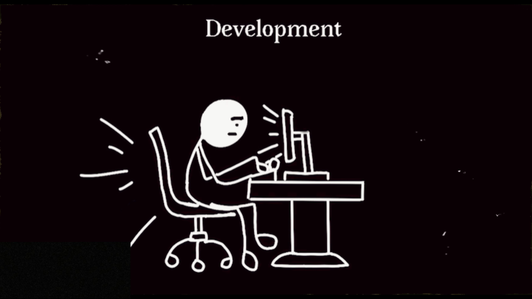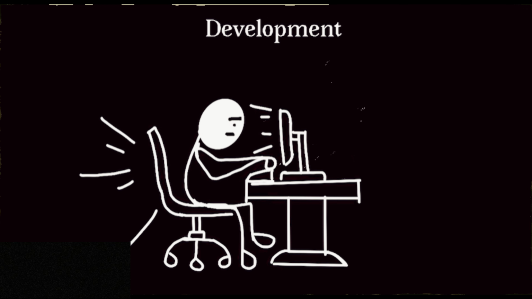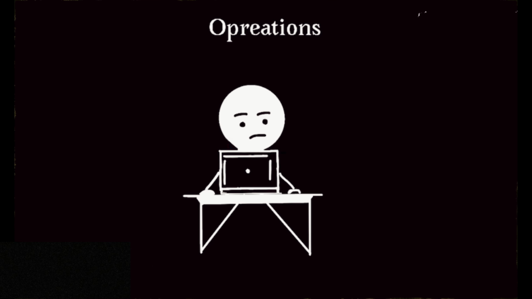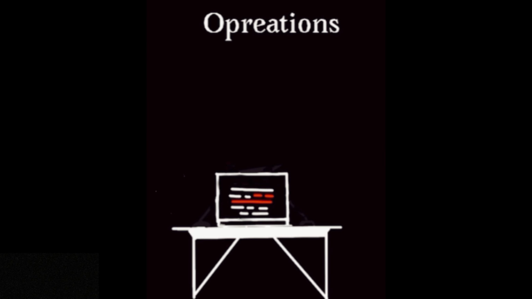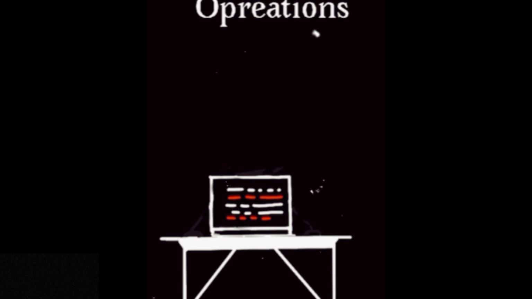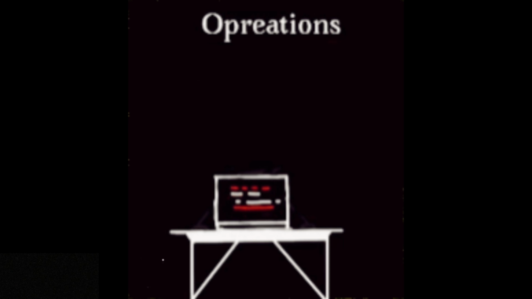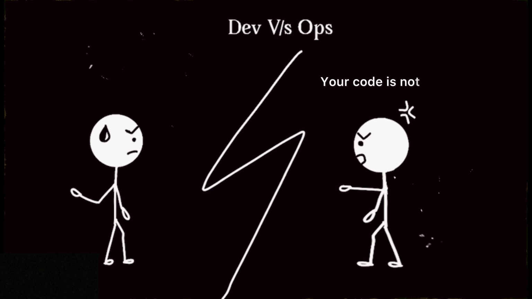The developer started coding. He is coding hard. Once the developer is done with the code, it is handed off for further testing. The code passes all the tests, so the operation team started deploying the code on the servers, but at that time the code is not working on the ops engineer's machine, which is maybe due to missing dependencies and mismatched configurations. And here the blame game starts.